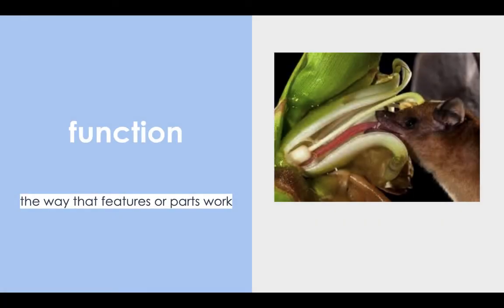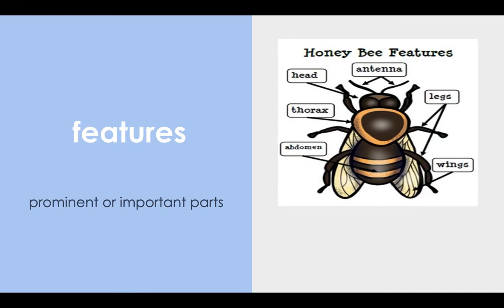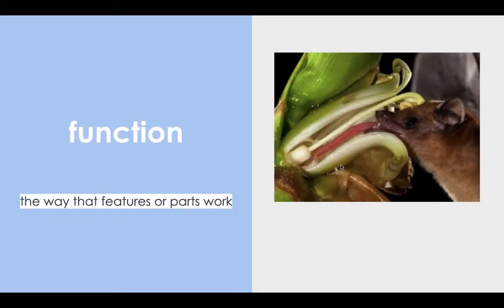The next vocabulary word that we're going to be looking at is function. The function of something is the way that the features or parts work. So the function is how these features of the honeybee work. So how their wings work, for example, is the function of their wings.